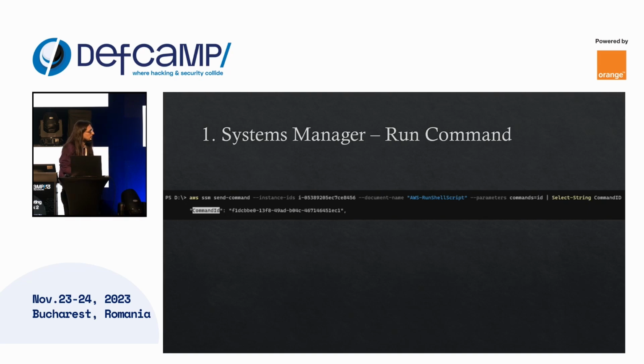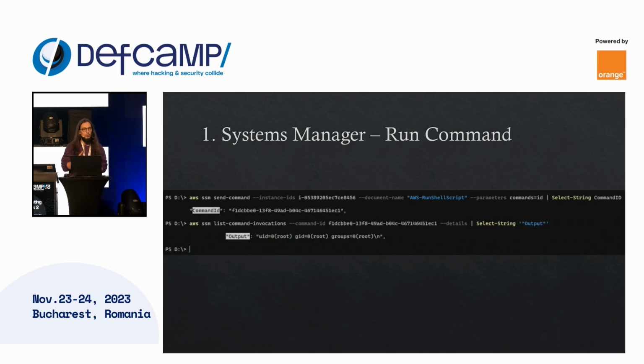Just a quick overview of how it works. The most important part is that we are using this document, which is just a JSON file that is interpreted on the instance, and we give it a command using this parameter, right? In this case, I gave the command ID. In return, we get an ID, and with that ID, we then get the output of our command. And as you can see, it was executed as root without doing anything additional.